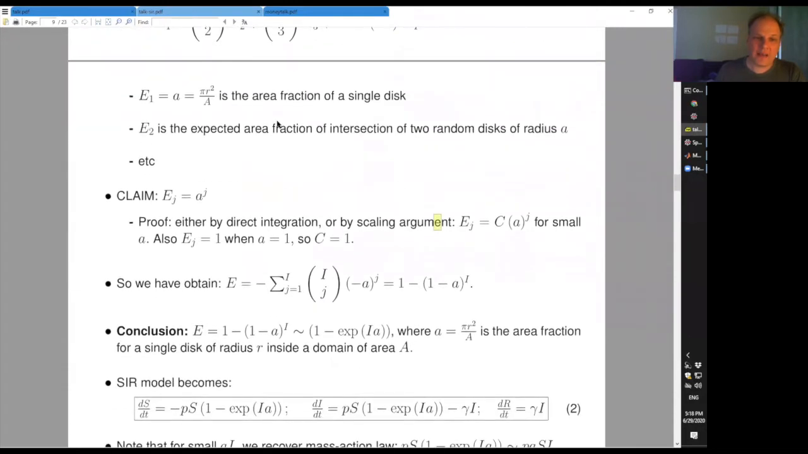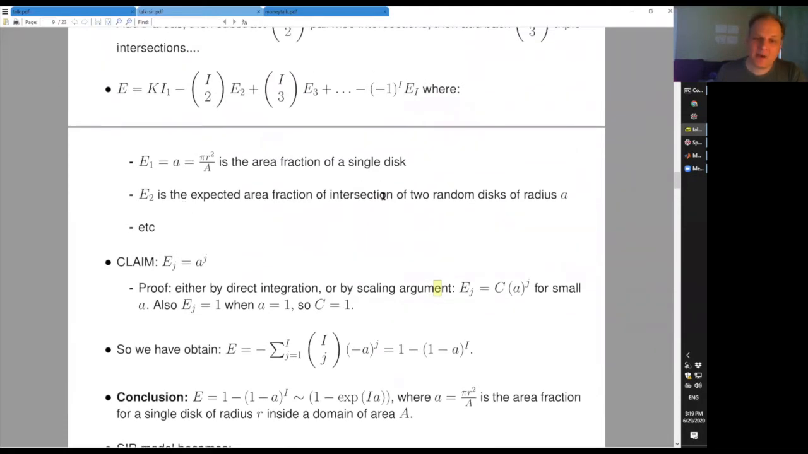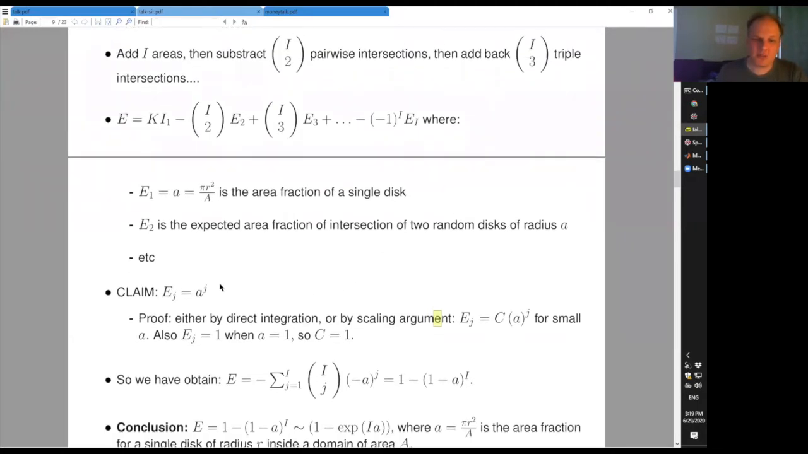Well, E1 is just the area fraction of a single disk. That's just pi r squared over capital A, the total area of the domain. And E2 is the expected area fraction of the intersection of 2 random disks of radius r. It's a calculation that you can do explicitly using integrals, as an iterated integral. But it turns out that there's an easier way to do it. The claim is that the expected area of J disks is simply A to the power J. And that's an exact formula.